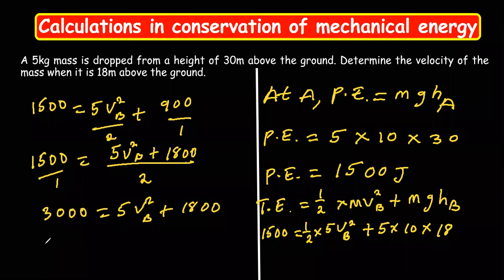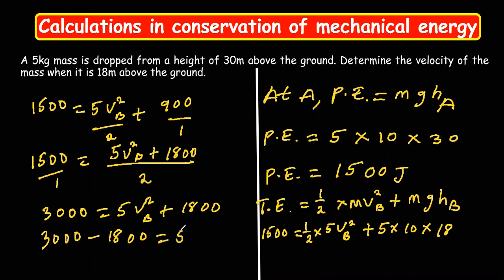Okay, and then we collect like terms. Which means we are going to say 3,000 minus 1,800 equal to 5 V square. So we should have 3,000 minus 1,800, we should have 1,200 equal to this guy. Since we are looking for this, we will just divide both sides by 5 now.